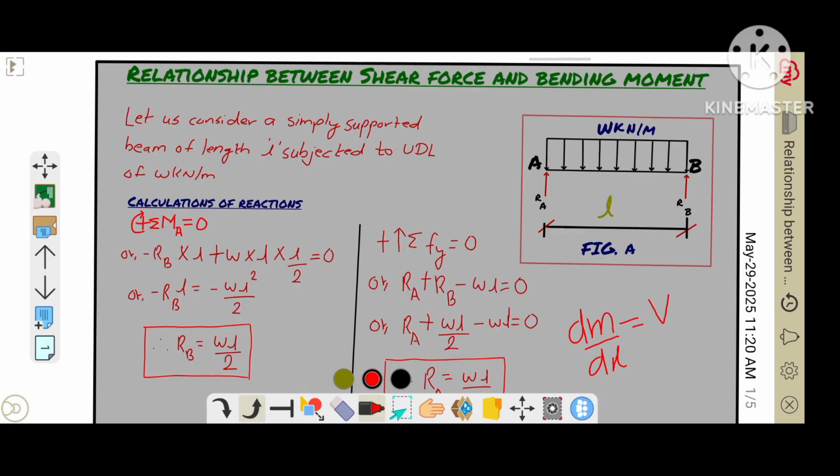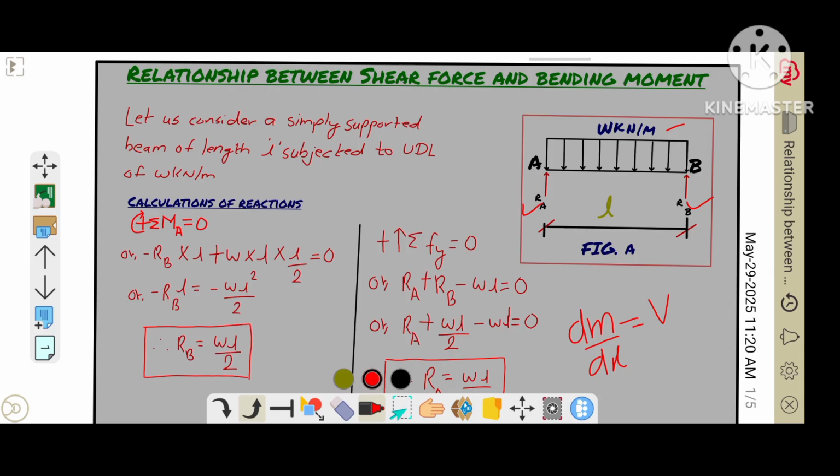First of all, let us consider a simply supported beam of span L that is carrying a uniformly distributed load of intensity W kN per meter. In this beam, two reactions are unknown, that is Ra and Rb. So let us begin with the calculation of Ra and Rb, which are acting in upward directions.